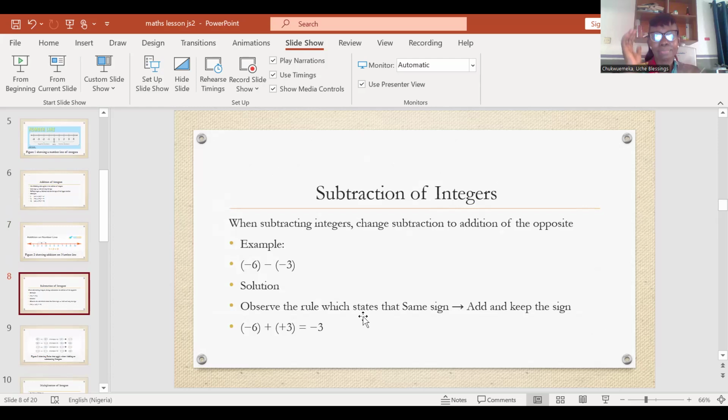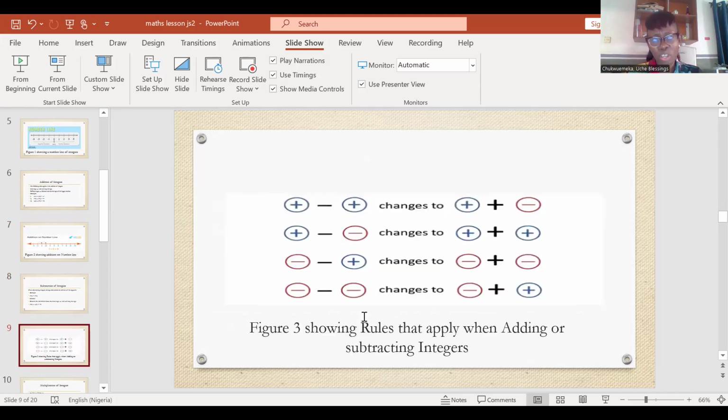Subtraction of integers. In subtracting integers, take note of the rules. Change subtraction to addition of the opposite. I put a figure here showing what works during subtraction of integers. Plus, minus, plus gives us minus. Plus, minus, minus gives us plus. Minus, minus, plus gives us minus. And minus, minus, minus, minus, you can look at the last line there, gives us plus. These are all what it changes to. So this figure shows the rules that apply when we're adding and subtracting integers.